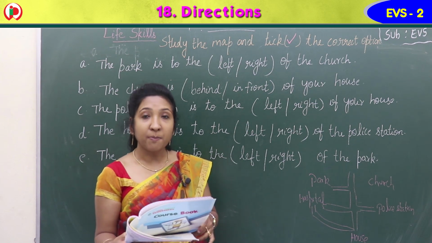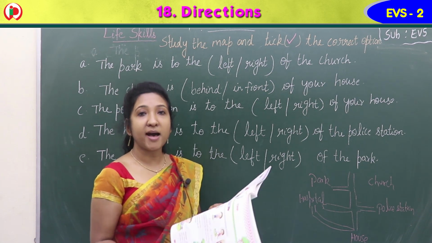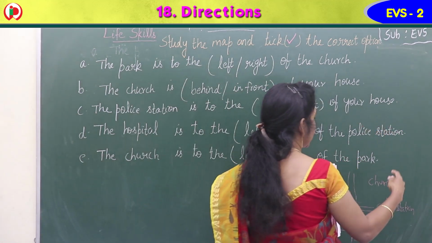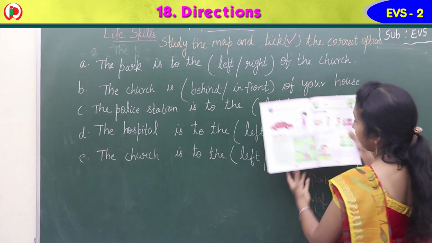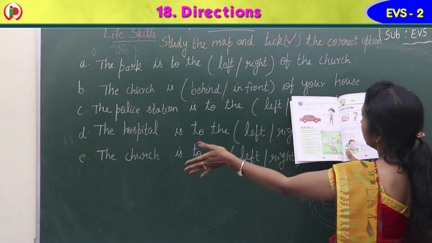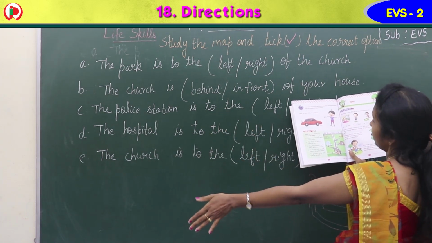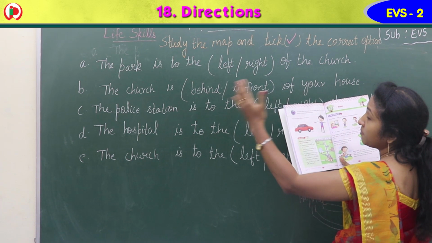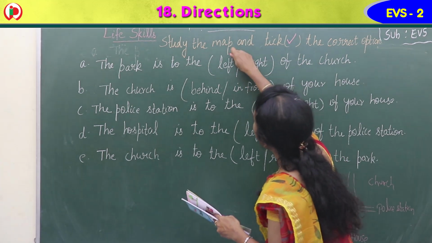First one, A. The park is to the left or right of the church. You have to mark the direction. So the park is to the dash of the church. Imagine that you are in the church. Now see where the park is from the church. From the church it is to the left. If you are standing in front of the church, then you can see the park to the left side of the church. So just tick left.